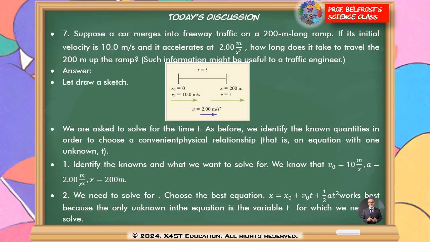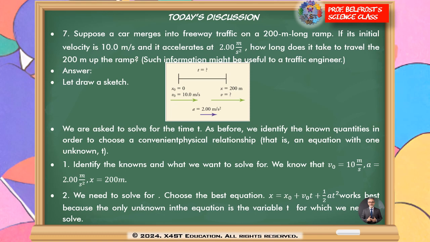Number seven. Suppose a car merges into freeway traffic on a 12-meter long ramp. And if its initial velocity is 10 meters per second and it accelerates at 2 meters per second squared, then how long does it take to travel 12 meters along the ramp? Okay, from the information given, we can draw a simple sketch as so. And we are asked to solve for the time t.